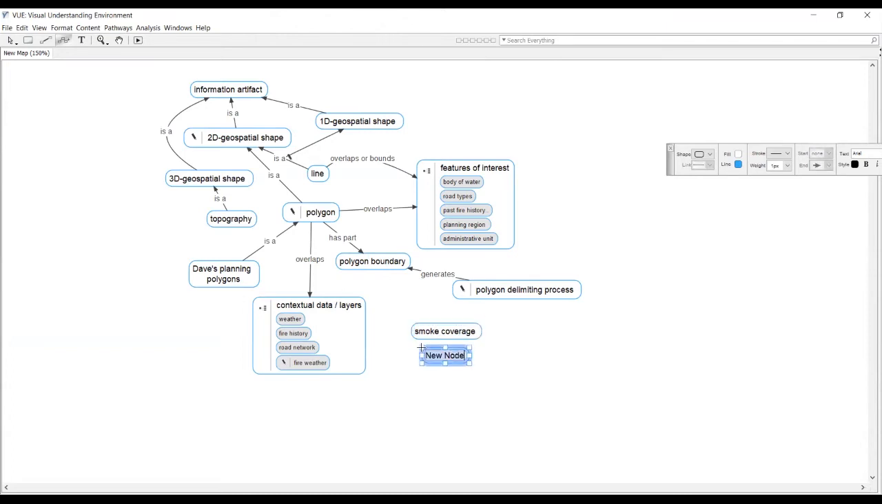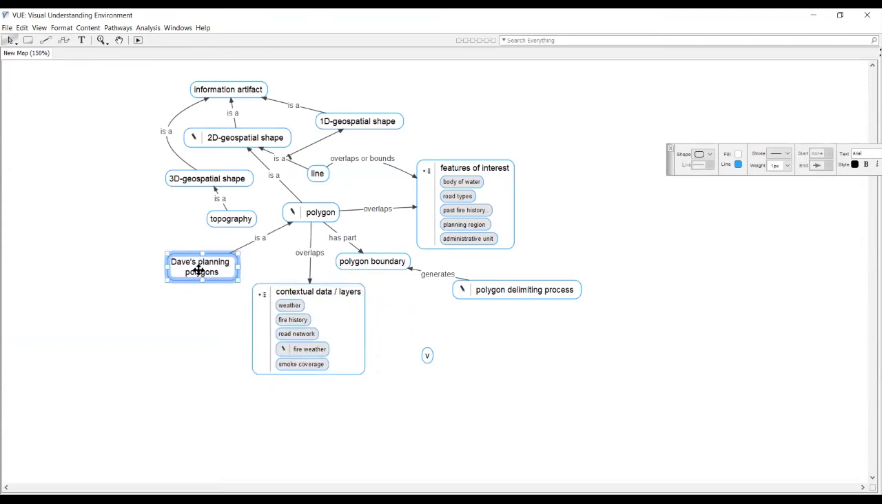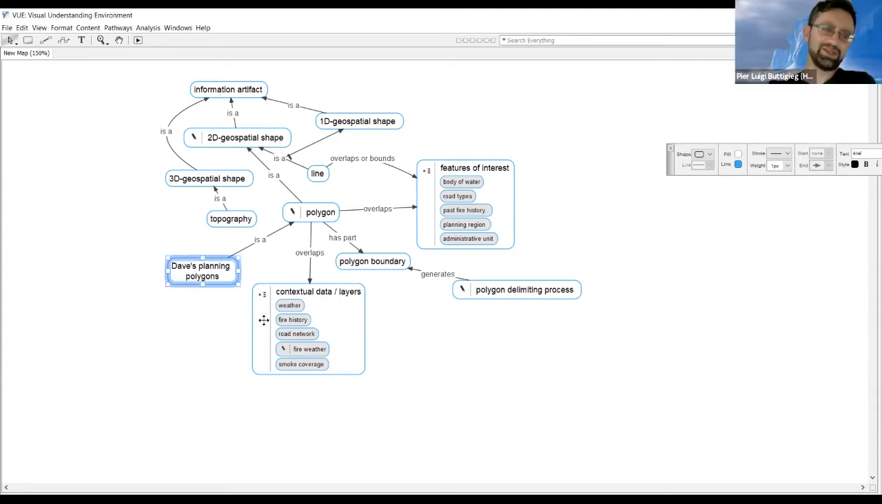I'd like to remind everybody that currently we're talking about fire pre-planning, which is Dave's planning polygons. Dave, you apparently have called your system of polygon planning something in particular. Maybe we should use that name here instead of Dave's planning polygons. What do you call it? It's Dave's polygons. We can call it that.